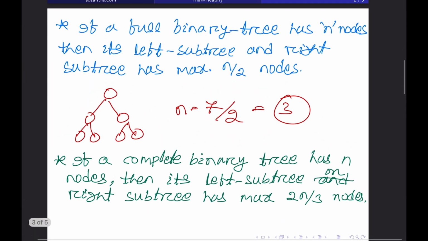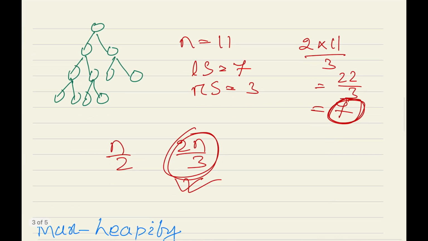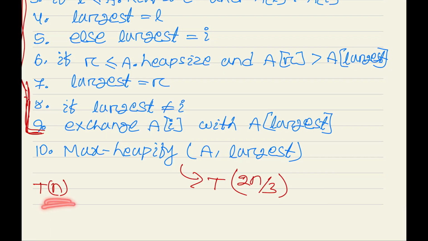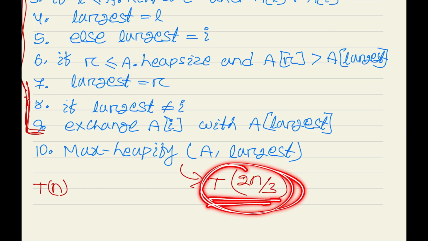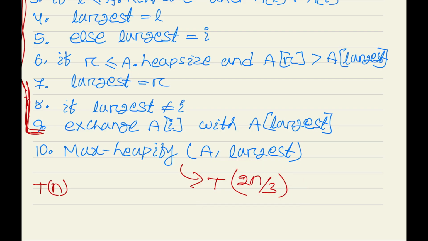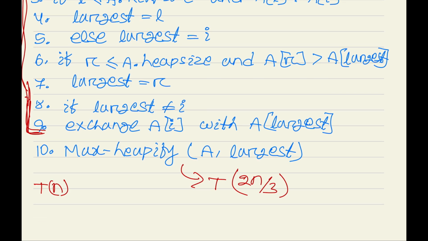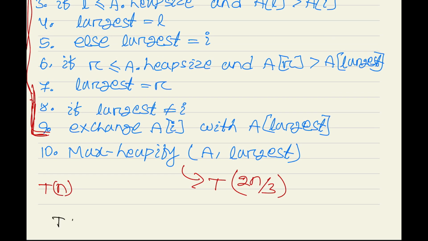The left subtree and right subtree can contain a maximum of 2n by 3 nodes. So if T of n represents the time complexity where n nodes are there, then when we apply the Max-Heapify algorithm on its right subtree or left subtree, T of 2n by 3 time will be required. So we can write this formally like this: T of n equals theta of 1 plus T of 2n by 3.